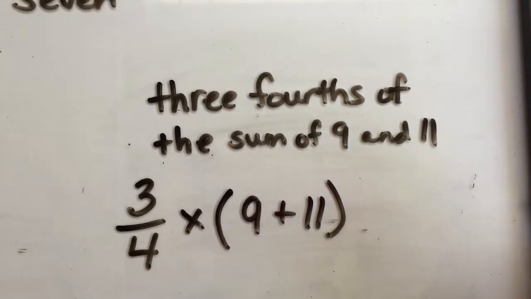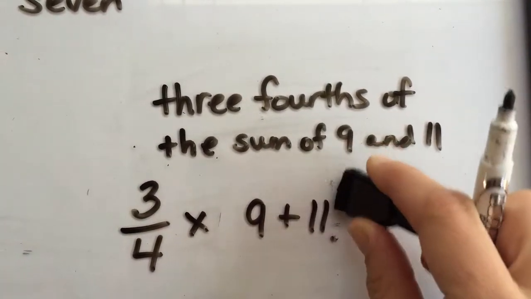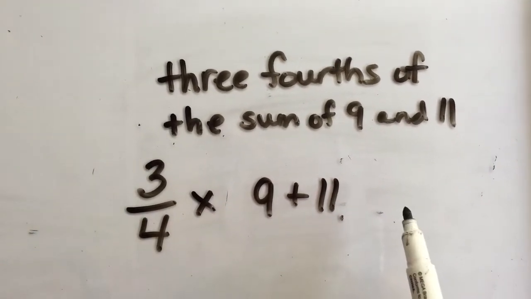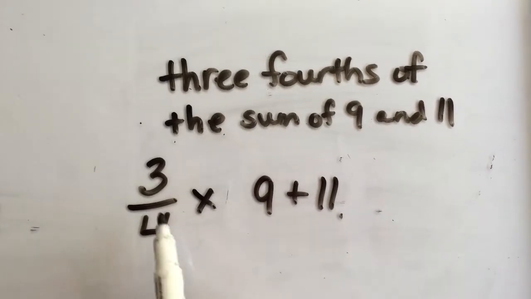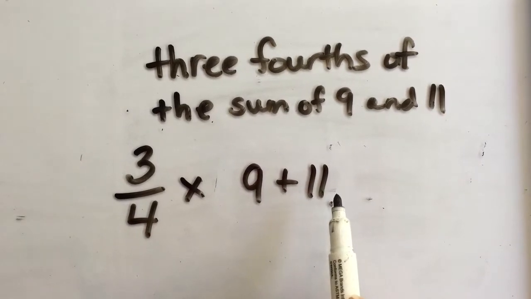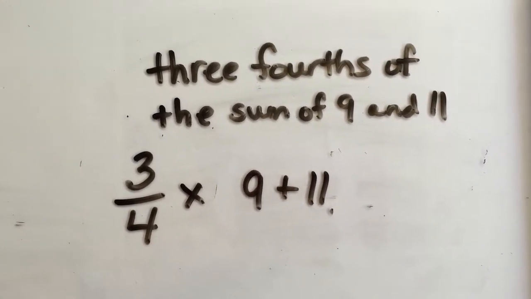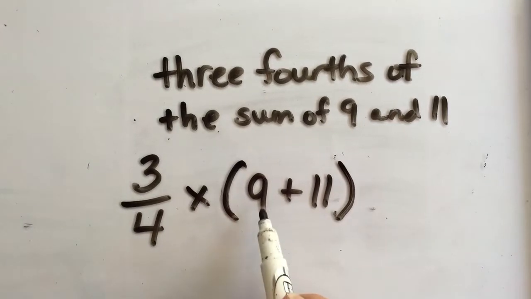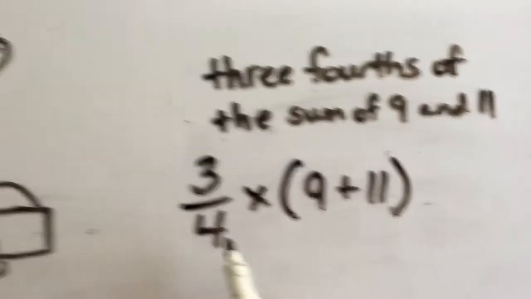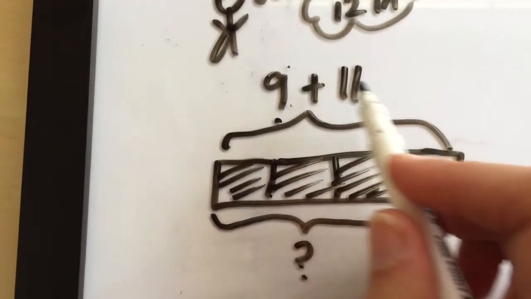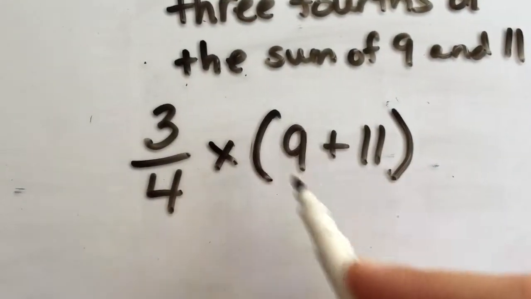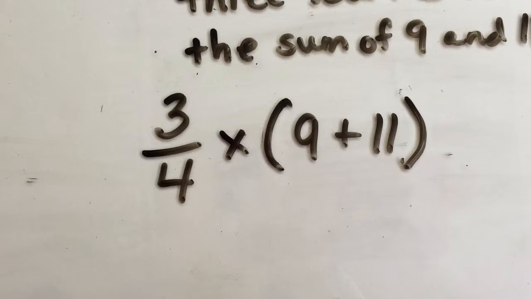If I didn't have the parentheses here, it would mean something a little bit different. It would mean 3 fourths of 9 plus 11. And I'm not going to go through it, but if you actually went and did this and multiplied 3 fourths times 9, got an answer to that, and then added 11, you would get a different answer than if you took the sum of 9 and 11 and multiplied times 3 fourths. And that's what this diagram is asking for. 3 fourths of this sum. So you have to do this first, and that's what the parentheses tell you.